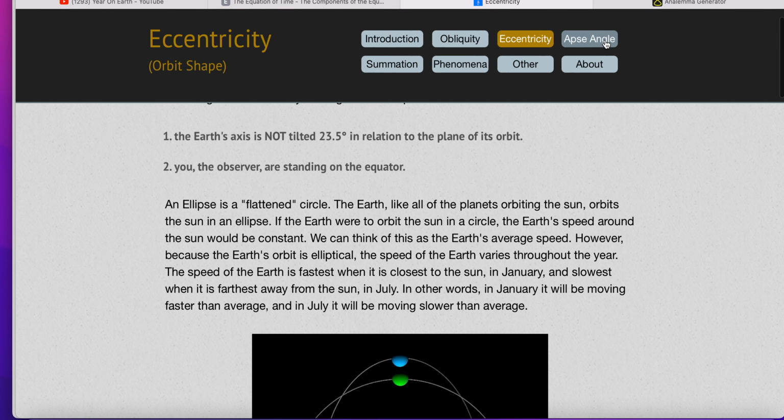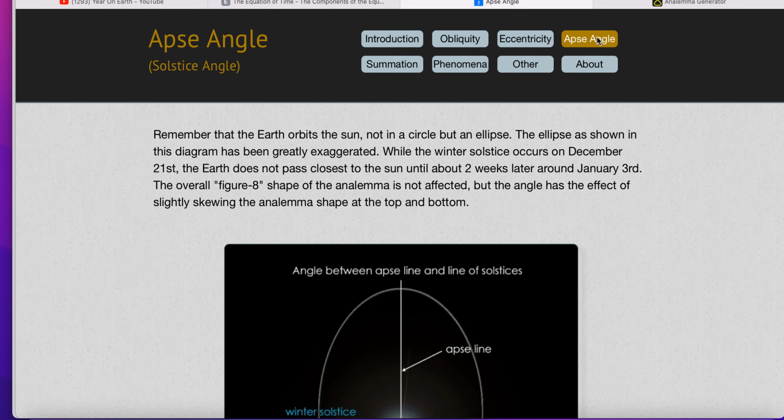And then the last one, which we'll see in the very last question, question 22, is something called the apse angle, which I haven't mentioned yet because it doesn't actually affect the equation of time. The apse angle has no effect on the equation of time in terms of the actual spread of the analemma, but it does create a skewing effect. So it is considered the third major factor, but again, it has no effect on the number of minutes you add or subtract. It just creates a skew, so the dates would all shift.